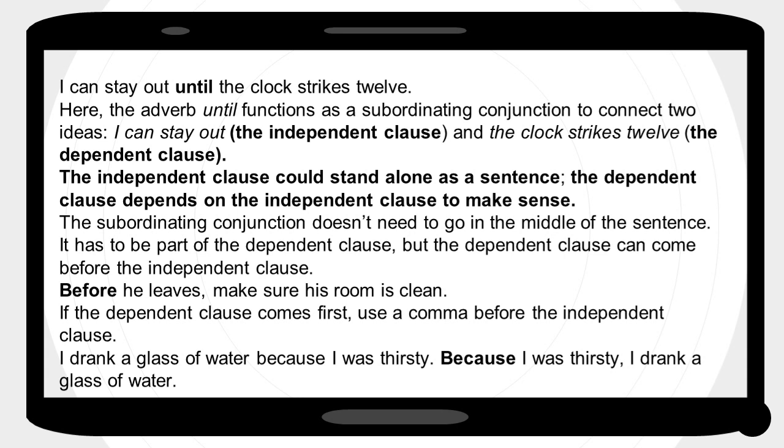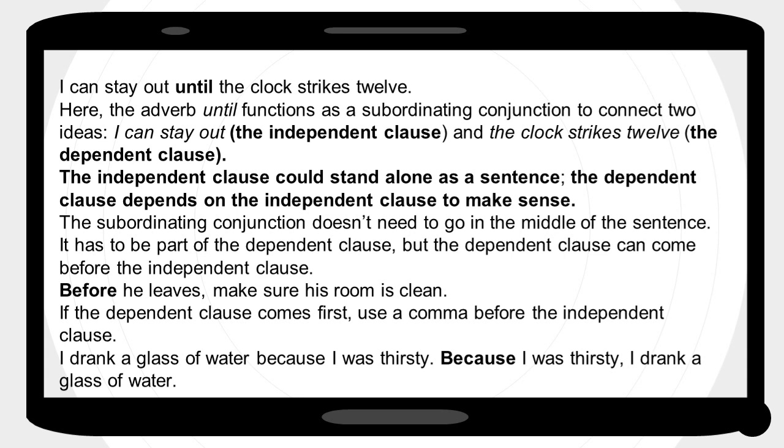Therefore, it makes sense. If the dependent clause comes first, use a comma before the independent clause. So make sure though that before the independent clause, we should put the comma. Therefore, before he leaves is the dependent clause, and the next clause, make sure his room is clean, is the independent clause, and the comma is a signal.